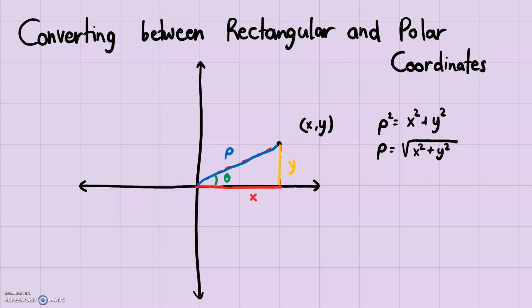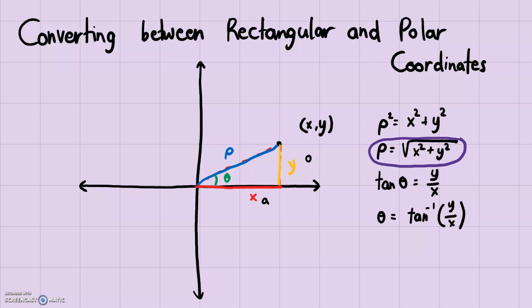And for the theta, you'll realize that this is the opposite side and this is the adjacent side of that theta. So if you take tangent of that theta, you're going to get y over x. So to get theta, you just need to take the arctan. Okay, so these are the conversions you can use to go from rectangular to polar.